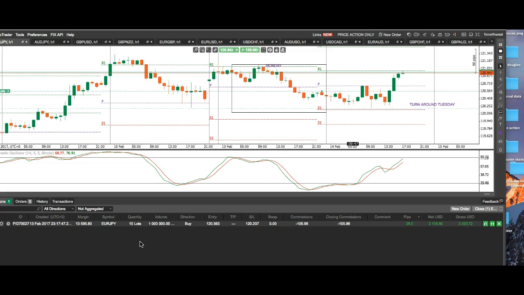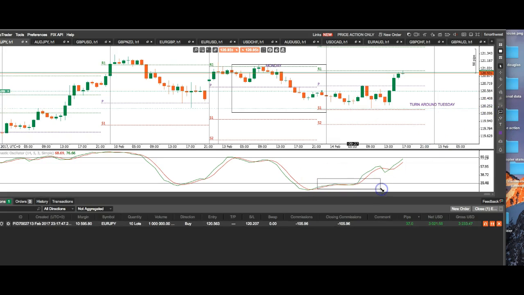Today's lesson is on Turnaround Tuesday. Very simple. What we want to do is take a trade in the opposite direction of Monday. So we're looking at Euro Yen. Market sold off on Monday, and we need to look for some sort of candlestick pattern.